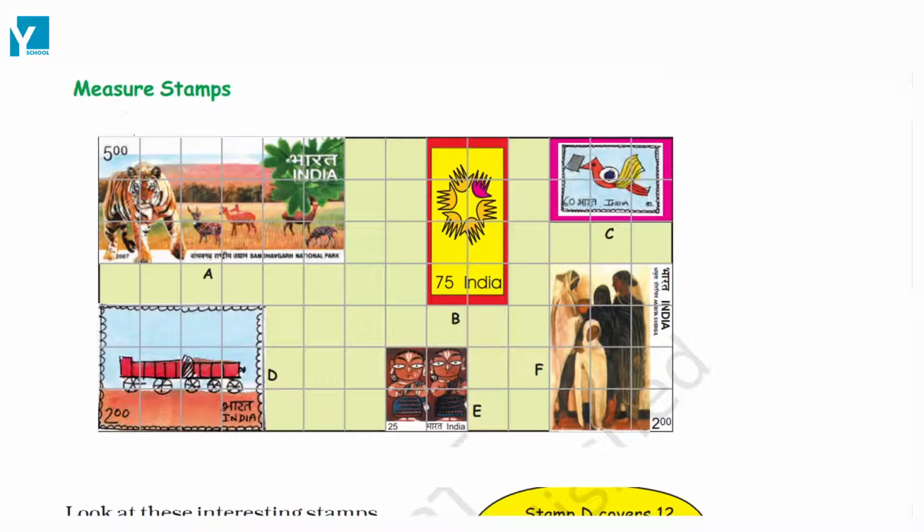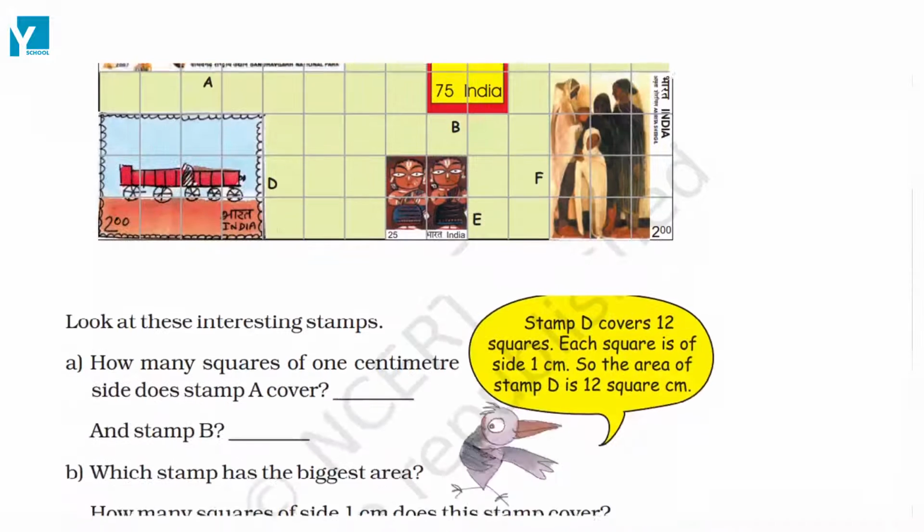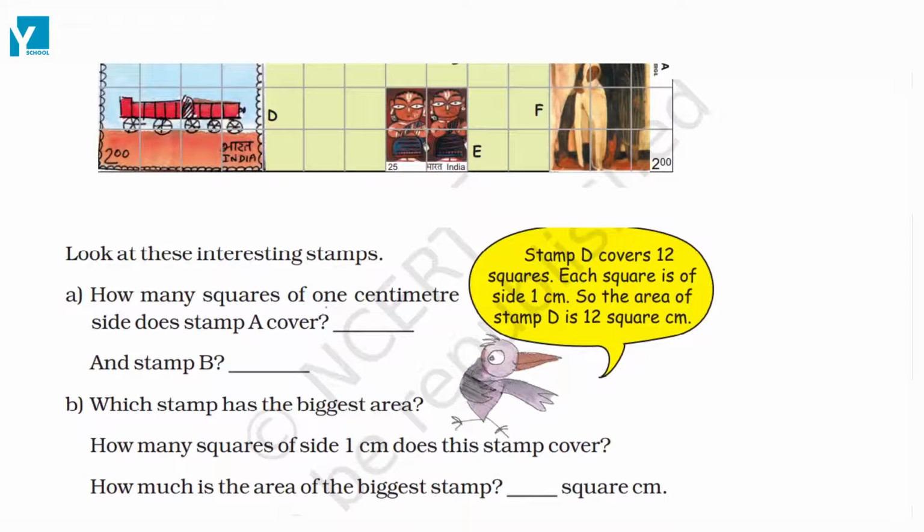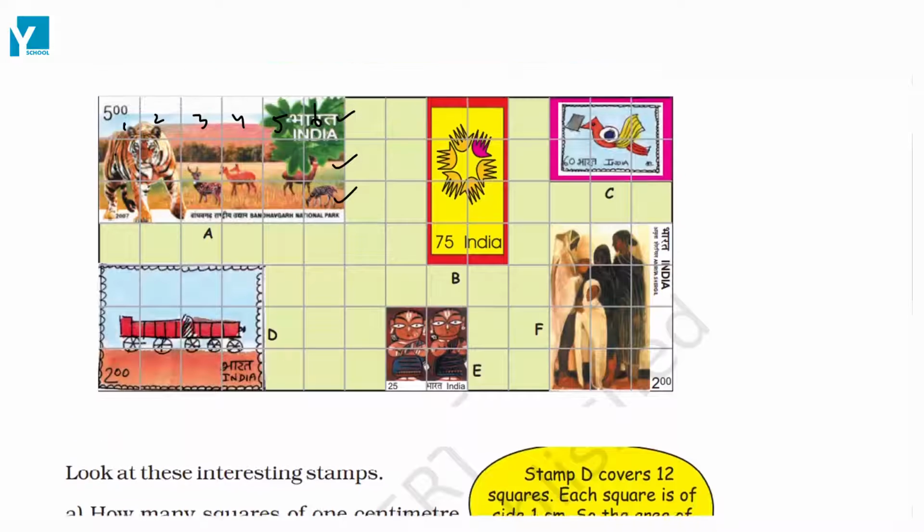It is 1, 2, 3, 4, 5, 6, and 6 here in the first row, 6 in the second row and 6 in the third row. So stamp A will cover how many squares? 6, 6 and 6. So 18 squares is the area covered by stamp A. So we will write here that stamp A covers 18 squares. Now stamp B, how many squares does the stamp B cover?